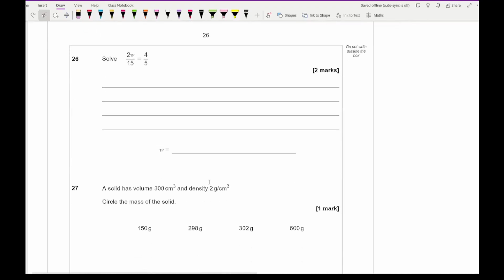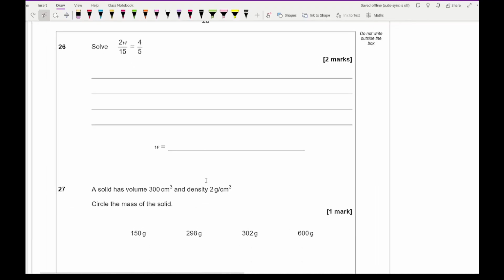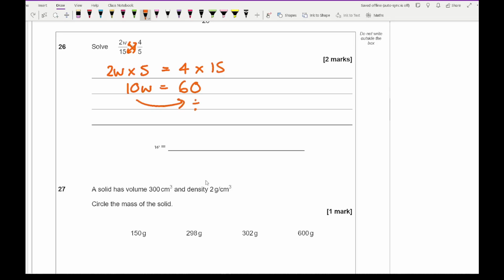Then moving on to question 26, let me just zoom in. So here we've got 2W over 15 equals 4/5. So for this, what we need to do is cross multiply. So I've got 2W multiplied by 5 equals 4 times 15. So 2W times 5 is 10W, and 4 times 15 is 60. Then take the 10 over, so it becomes 60 over 10, which is 6.